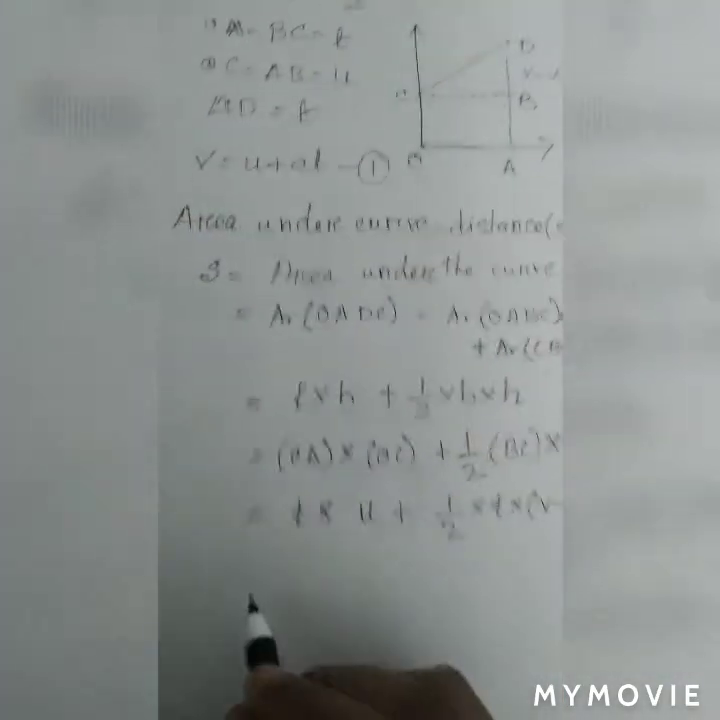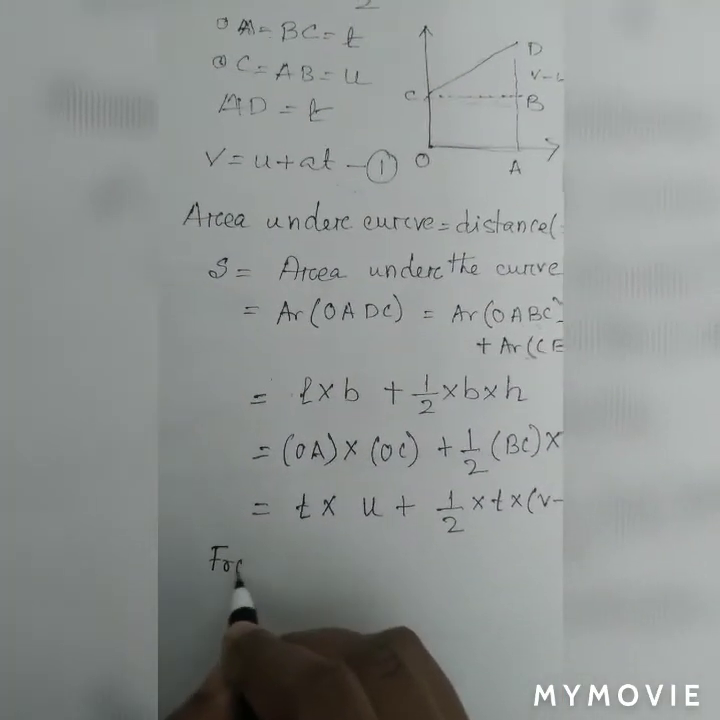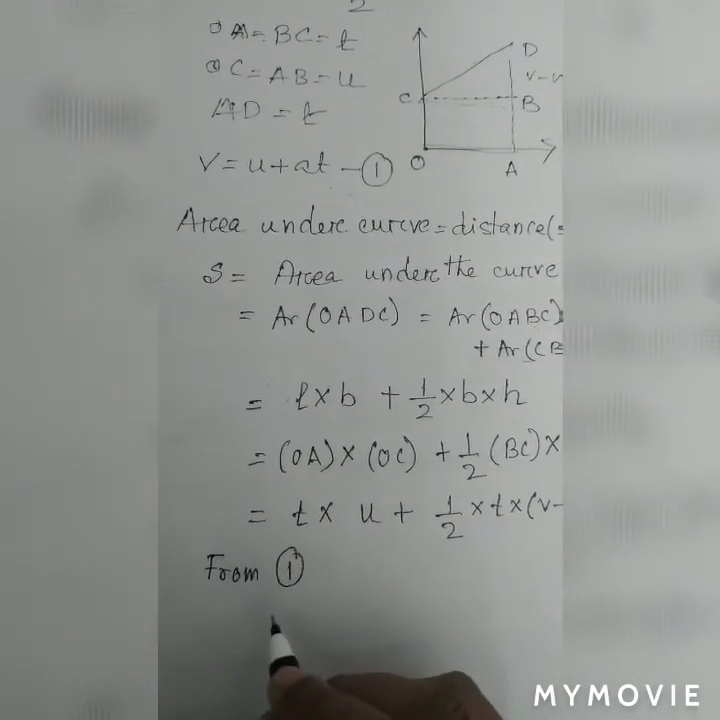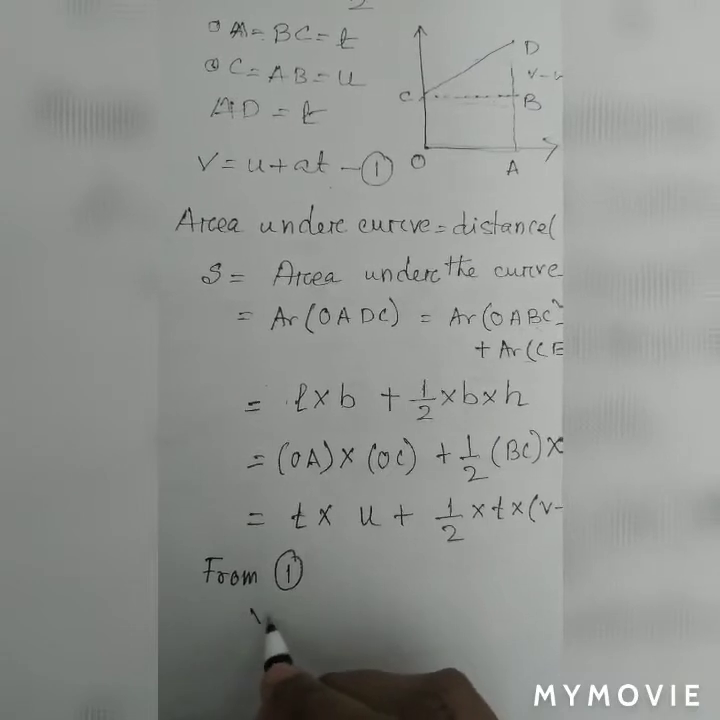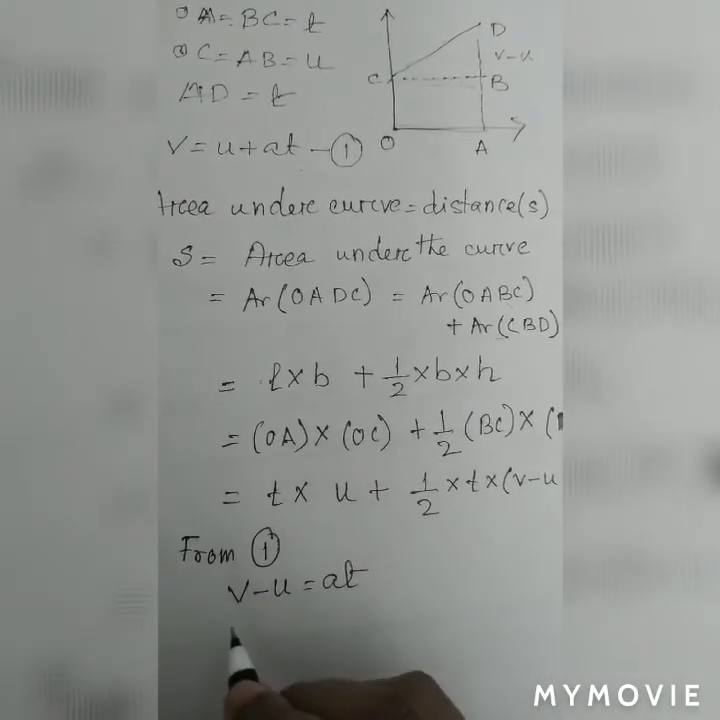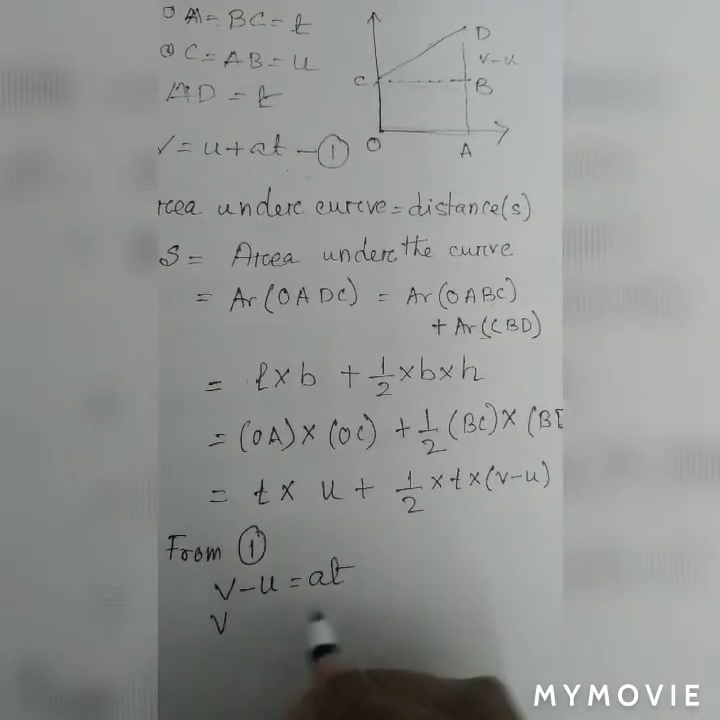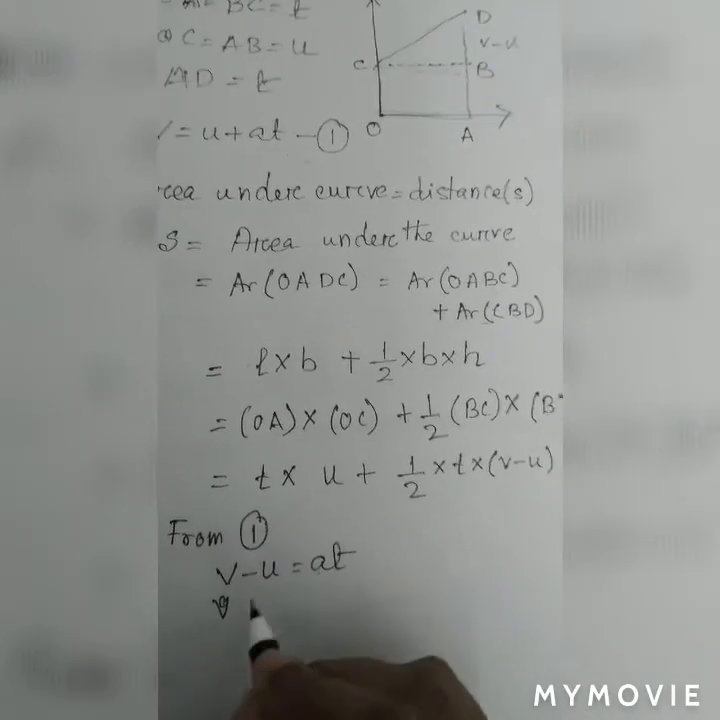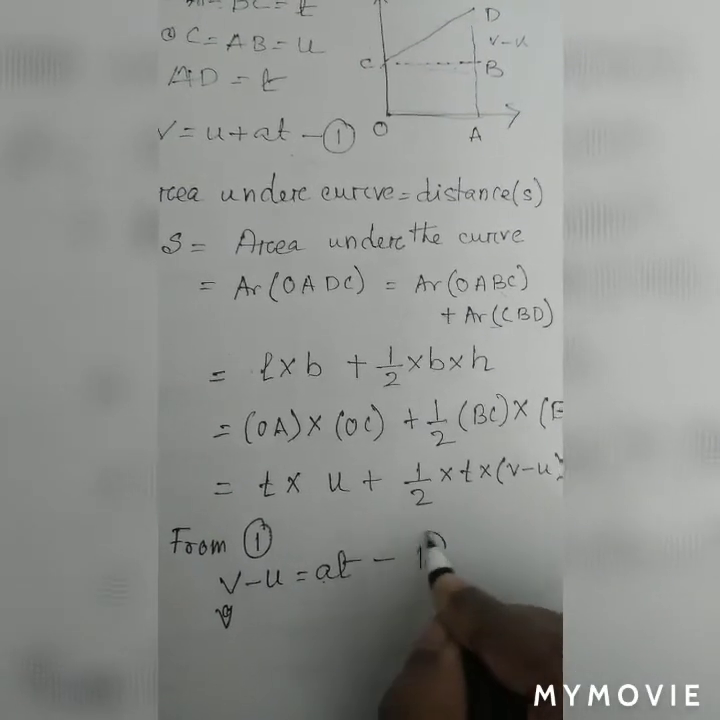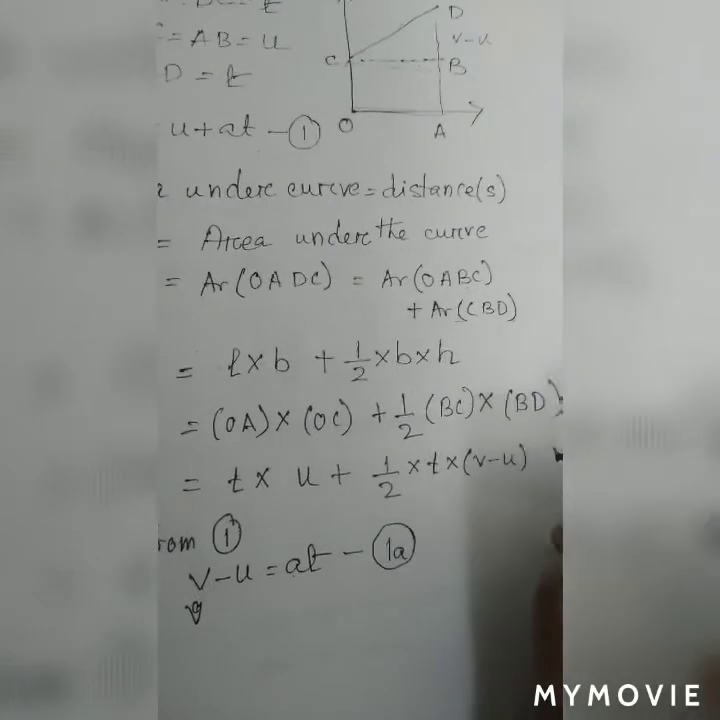Now from 1, what can I do? I can write V minus U is equal to AT. Okay, so I have V minus U is equal to AT. So substituting 1A into this equation.